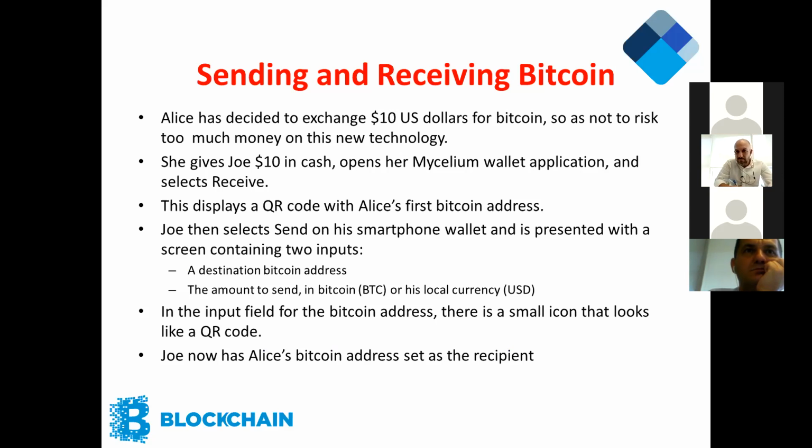There will be an option of sending money, and he is presented with a screen containing two inputs. The first is the destination Bitcoin address, and the second is the amount to send in Bitcoin. He has to enter manually how much Bitcoin he is supposed to transfer, for example 0.10. In the input field for the Bitcoin address, there is a small icon that looks like a QR code. He has to click on that QR code. Joe now has a live Bitcoin address once he scans her mobile with his camera. So now he has her Bitcoin address, and he can easily transfer it.